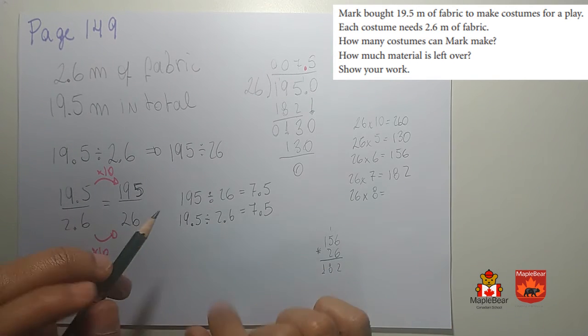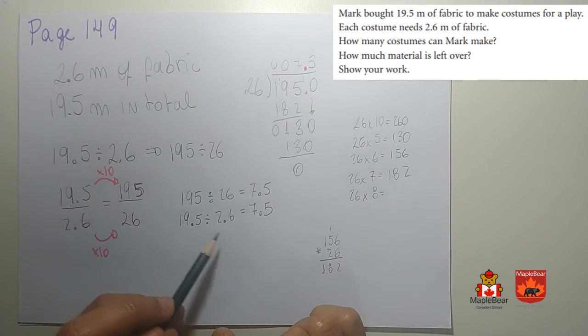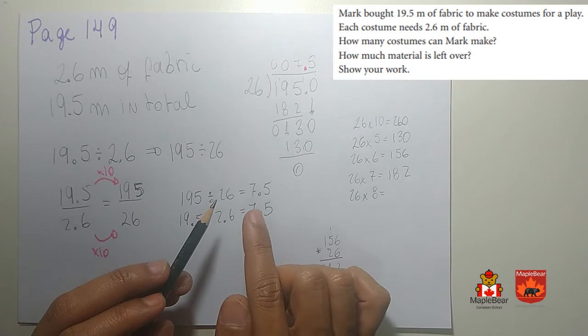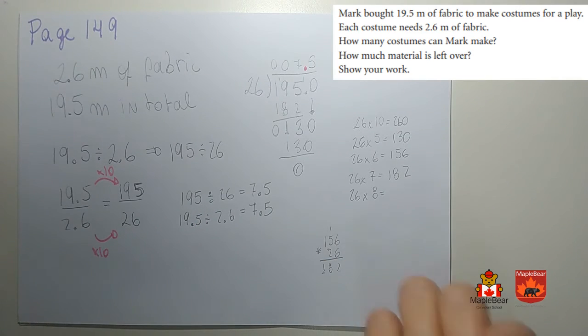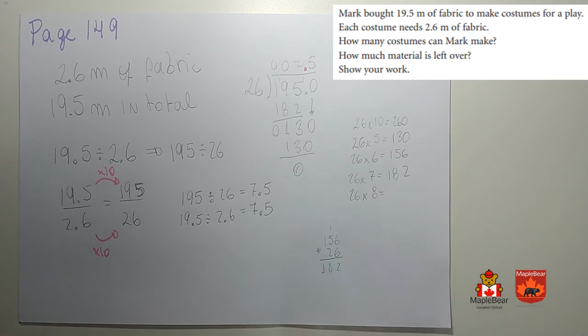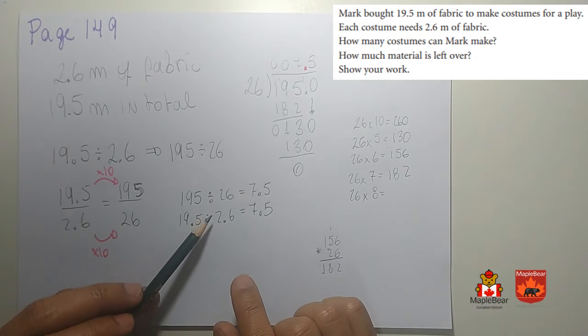Nice? But what is the big difference? I don't know the times table of 2.6. But I know the times table of 26. So that's why it's important that my divisor can never be a decimal number, okay? So that's why I always change it.